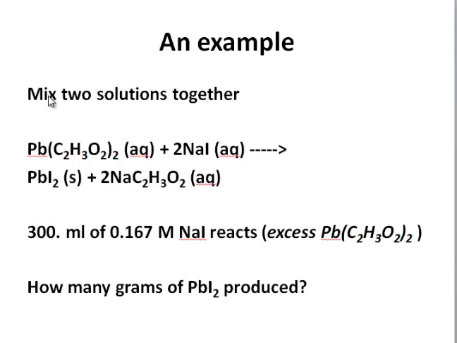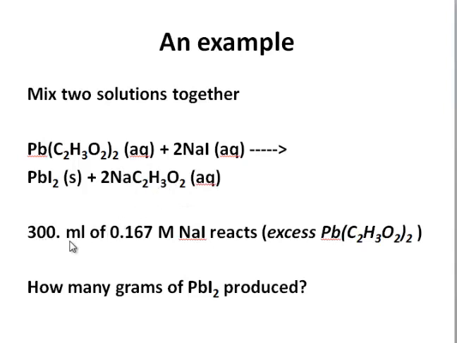Suppose we have two different solutions and two different glasses, for example, and we mix them together in a bigger glass. One solution is aqueous lead acetate, and the other is aqueous sodium iodide. When we do this, a reaction occurs. Solid lead iodide forms, and the other product of reaction is sodium acetate, which is aqueous, remains in the solution.